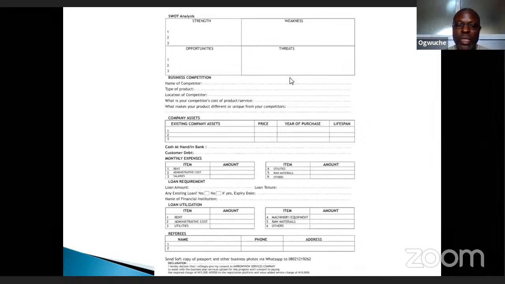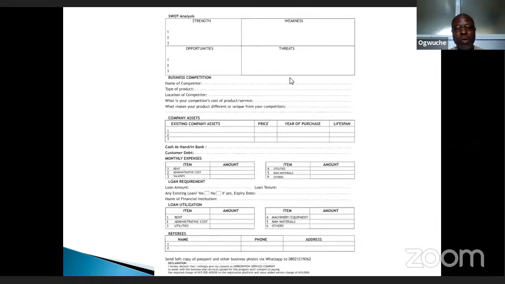Loan tenure is 7 years. That's 7 years within which you'll be expected to defray. Any existing loan? You have any existing loan? If it's yes, you say yes. If no, indicate no.